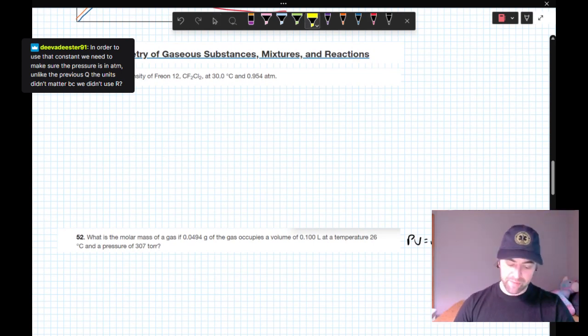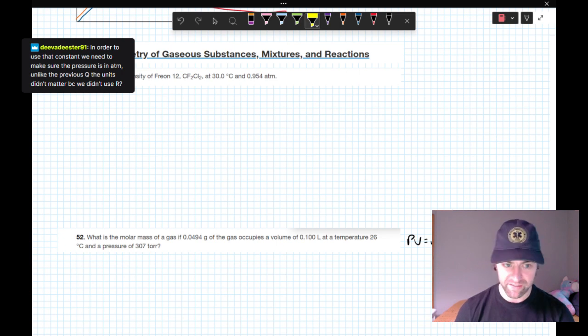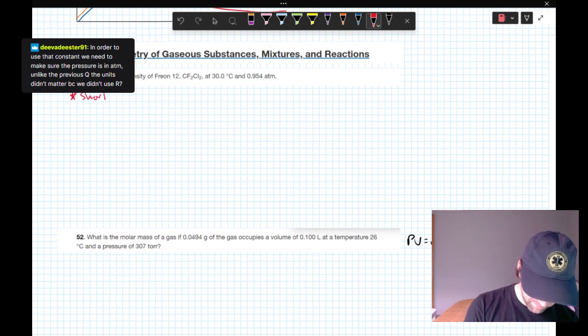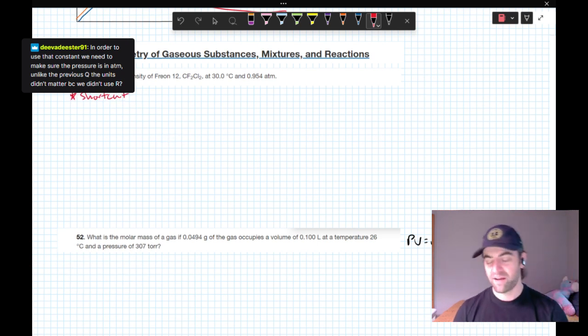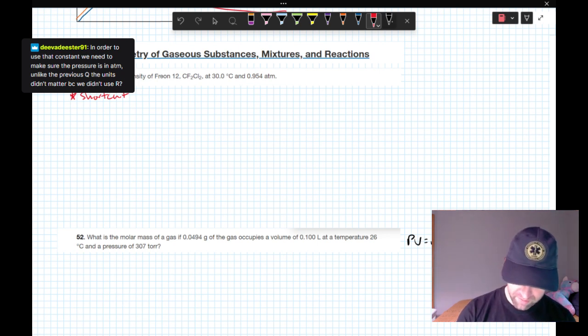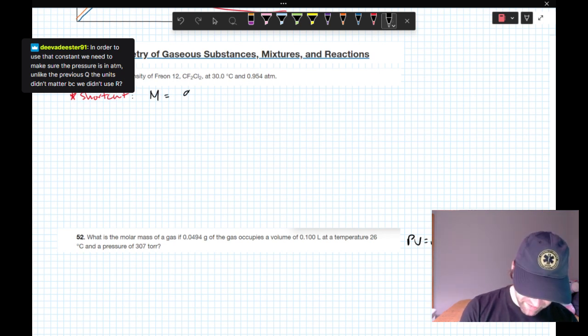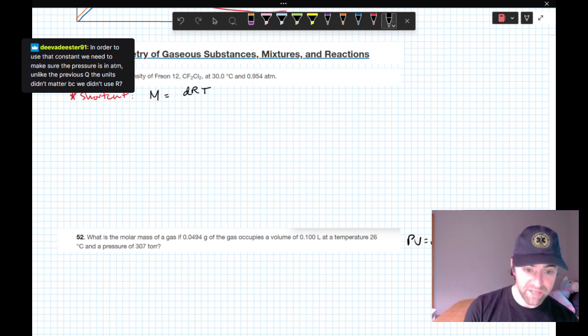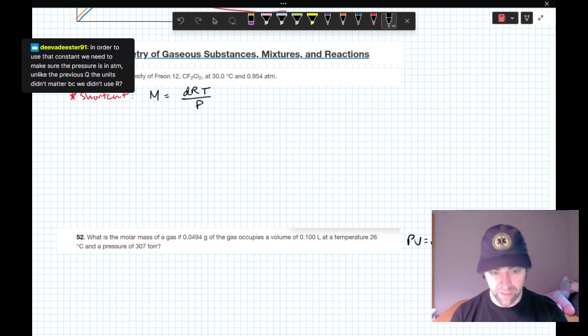All right. Stoichiometry of gaseous substances, mixtures, reactants. Calculate the density of Freon at 30 degrees Celsius and 0.9 atmosphere. There's a shortcut, which I'm going to show you here. You can solve it with the equation, but if you know this, it's a little bit more straightforward. Molar mass equals density times the ideal gas constant times temperature all over pressure.